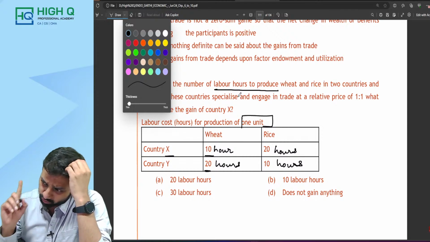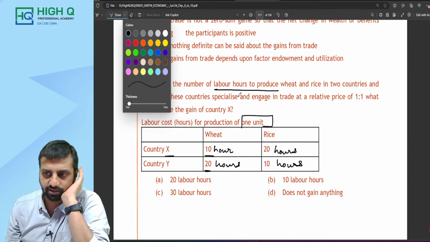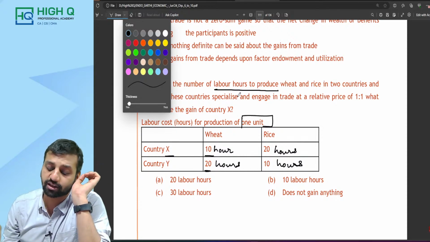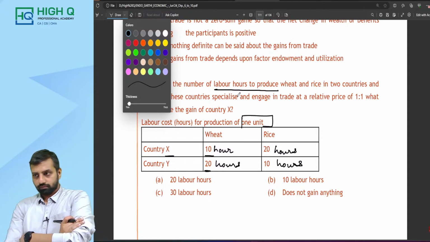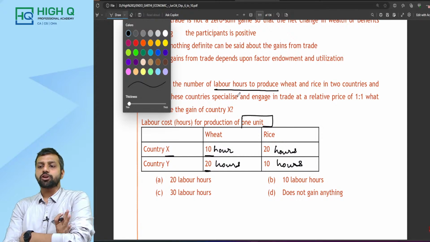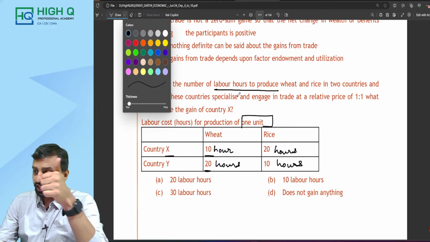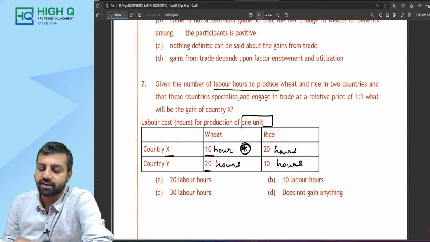I can produce 1 unit in 10 hours, or I can produce 1 unit in 20 hours. So is country X better or country Y better in terms of wheat? Tell me, Faridul. You are efficient when you require lesser time. So very good, Faridul, country X has an advantage in wheat.